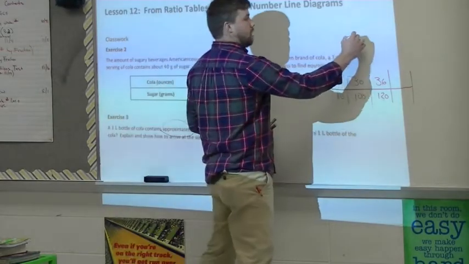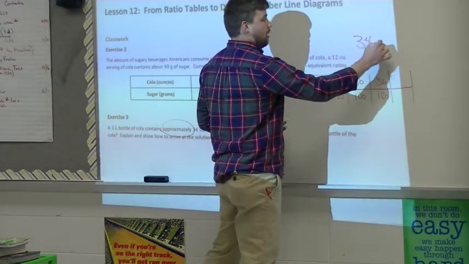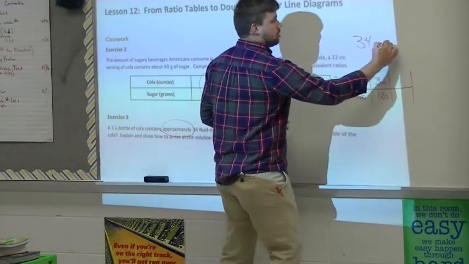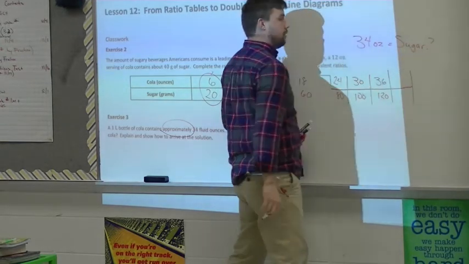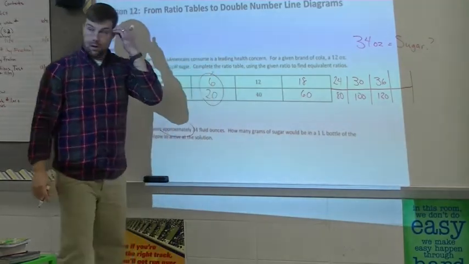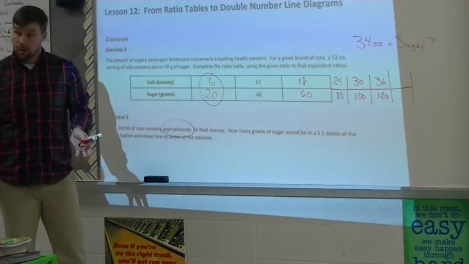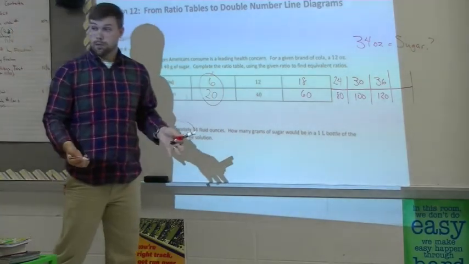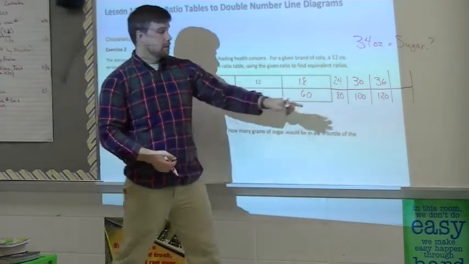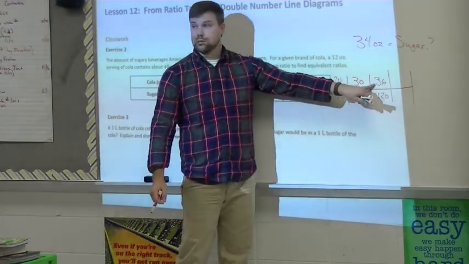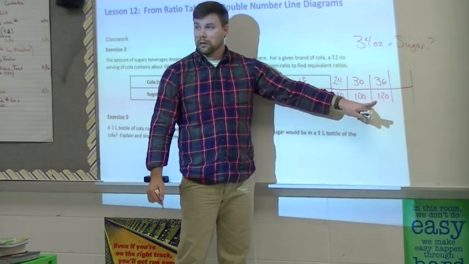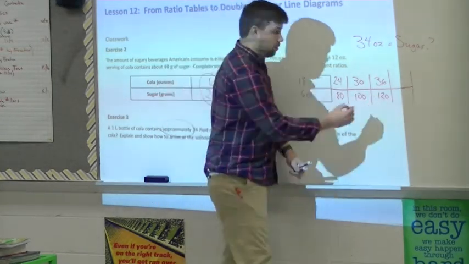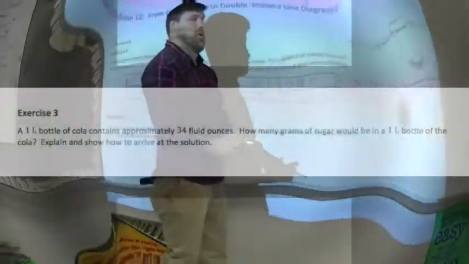Because I'm looking for a focal point of 34 ounces. And I want to know the sugar, 34 ounces. So what? Approximately 120. Why? Because is 34 closer to 30 or 36? It's closer to 36, so therefore I'm looking at 120 grams of sugar.